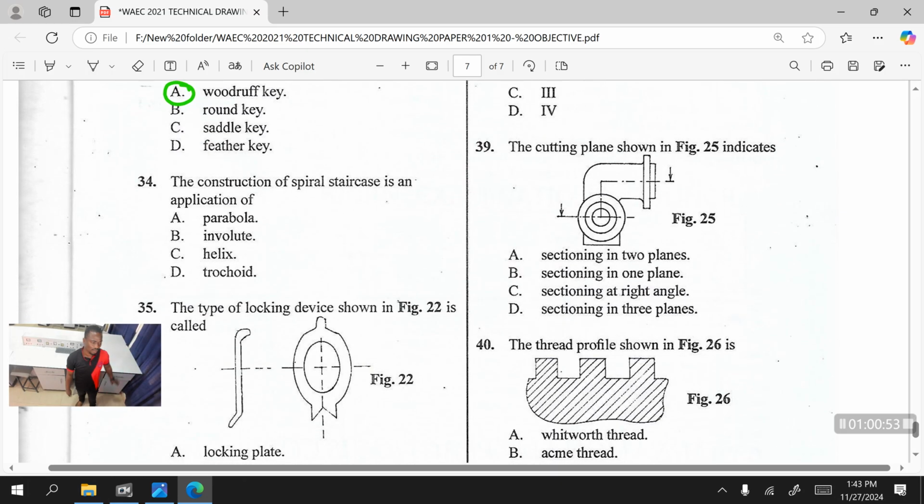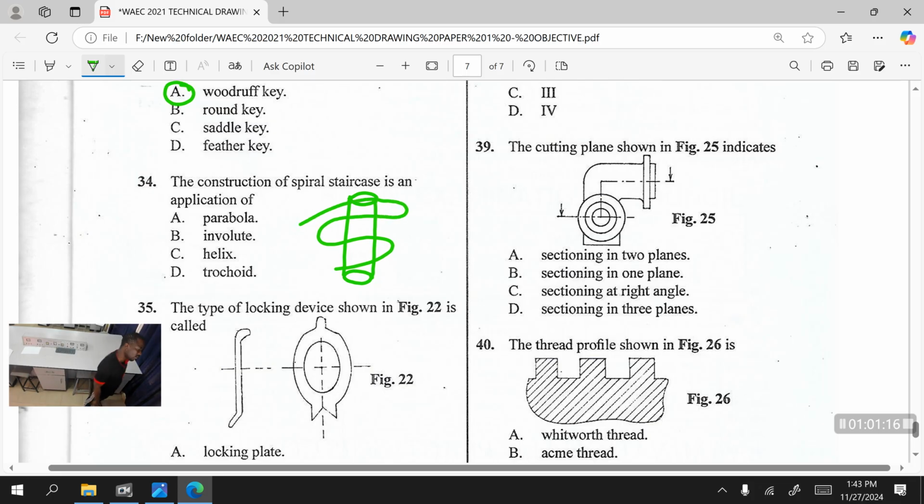34. The construction of a spiral staircase is an application of what? Remember what I explained earlier on. A spiral staircase is going to have a pillar in the form of a circular pillar like this, in the form of a cylinder, and a curve goes around it like this as the staircase. So what type of curve is this? This is a 3D curve, like I always explain, and that will be helix. That will be helix.